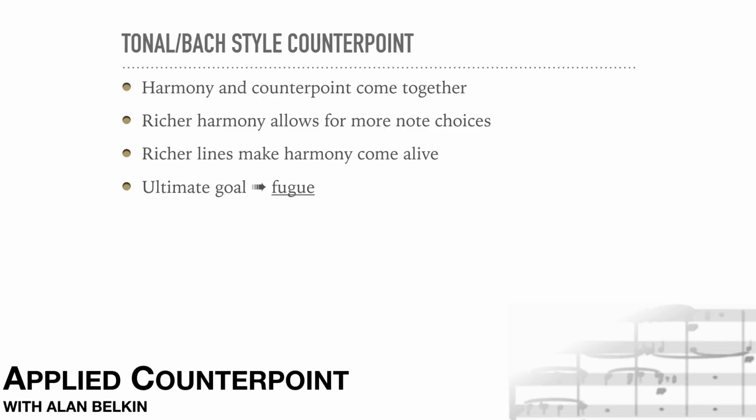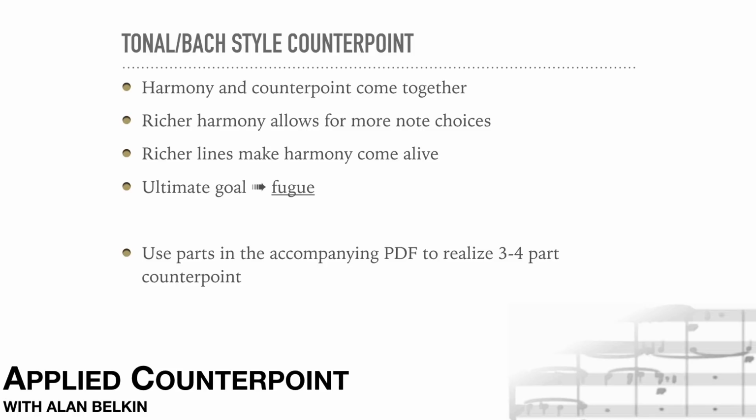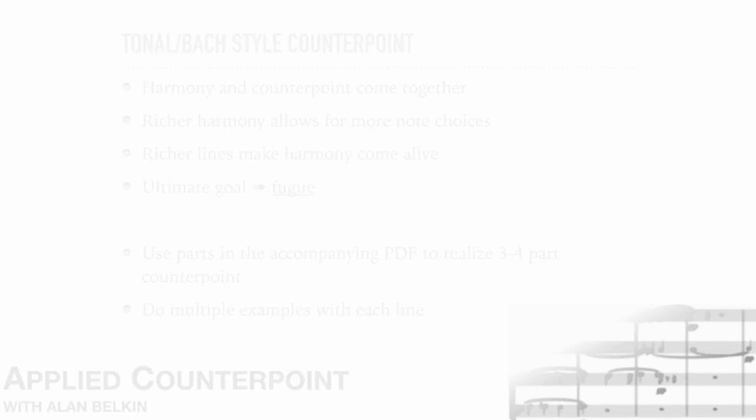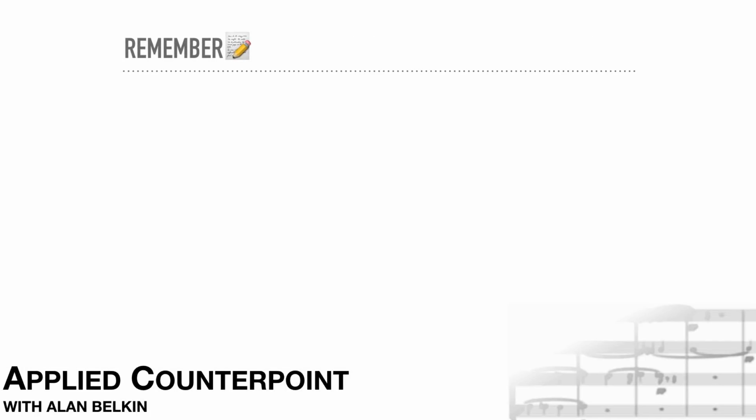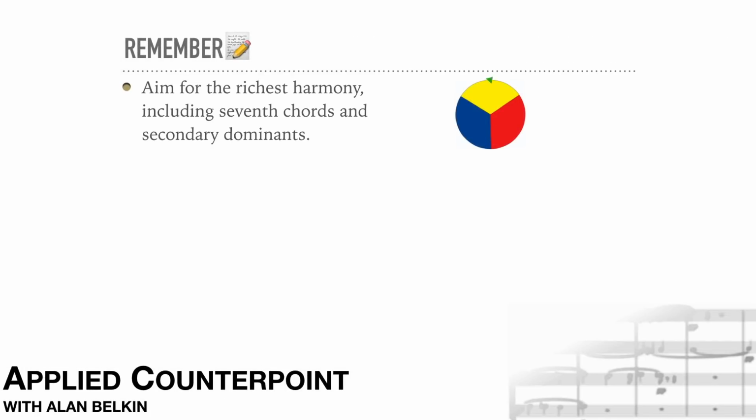Students should use these and the other given parts in the accompanying PDF with the link below to realize 3- and 4-part counterpoints like the above models. It's a good idea to do more than one example with each given line. Remember, aim for the richest possible harmony, looking for 7th chords and their inversions and secondary dominants where possible.